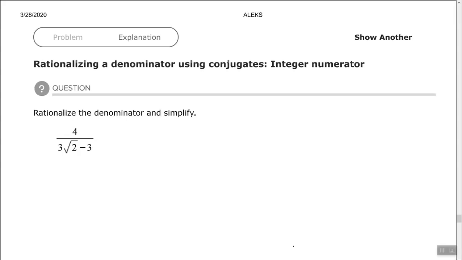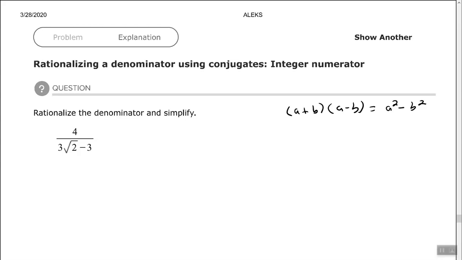Hope all is well. In this video, we're going to continue to look at rationalizing a denominator, but this time we have a binomial in our denominator. So we have to use the conjugate rule to remove that radical from our denominator. Remember, conjugates is the same thing as the difference of squares. So we're going to use that rule there.